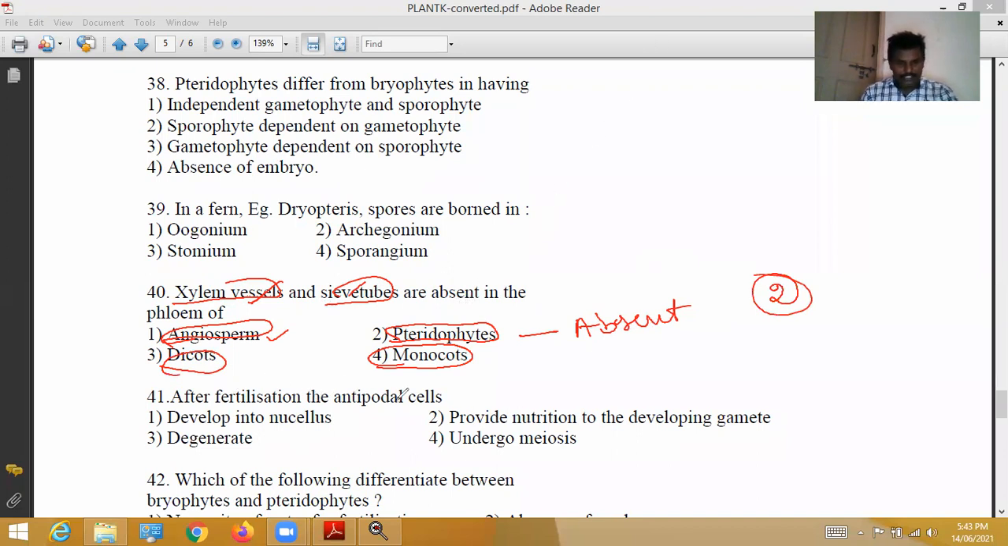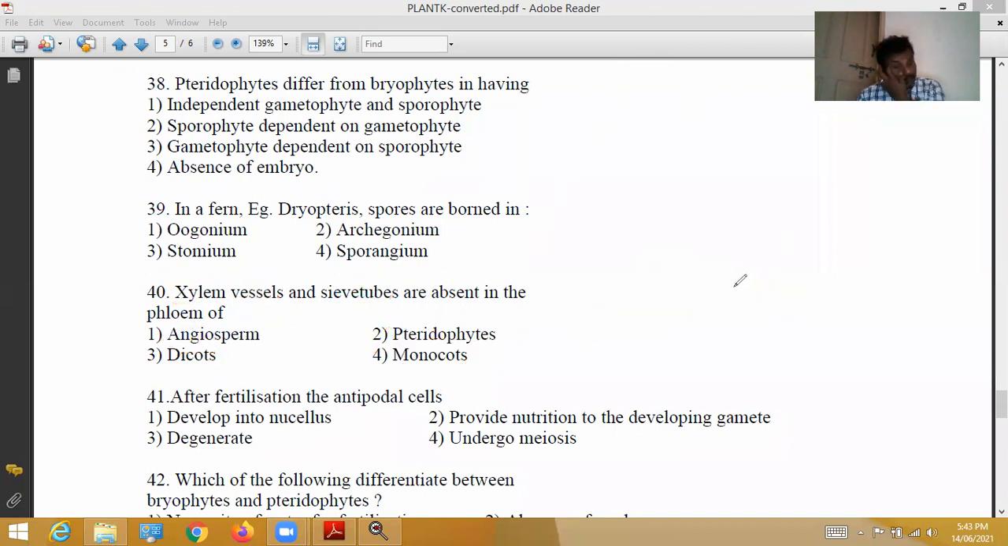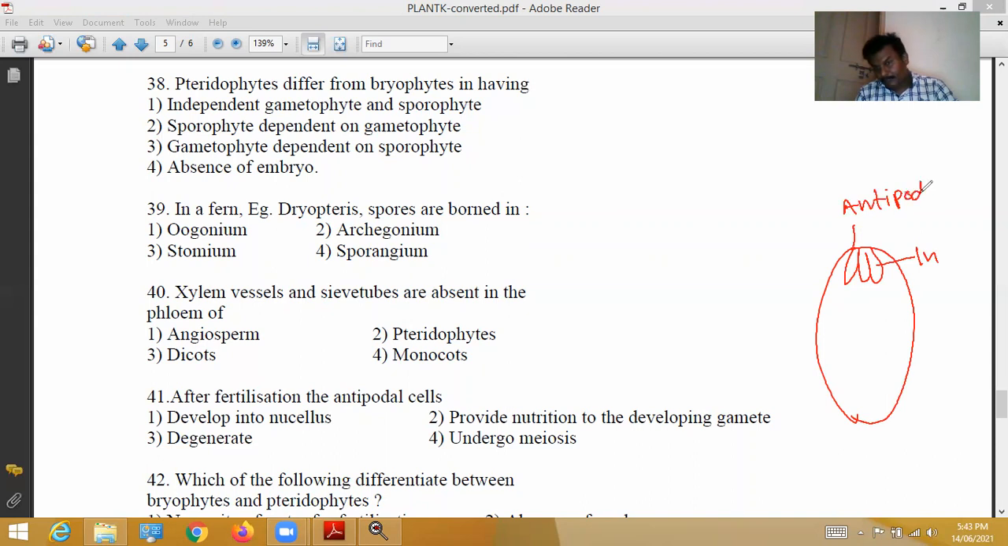Next, after fertilization, the antipodals. See here, generally angiosperms possess double fertilization. Here, this is the mature embryo sac. Here, three haploid antipodals. These are called antipodals. So after fertilization, what happens to the antipodal cells? Develop into new cells? Actually, new cells are not formed from the antipodals. So option 1 is wrong.